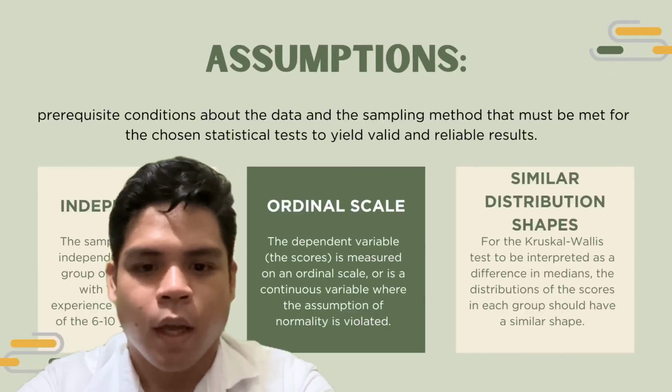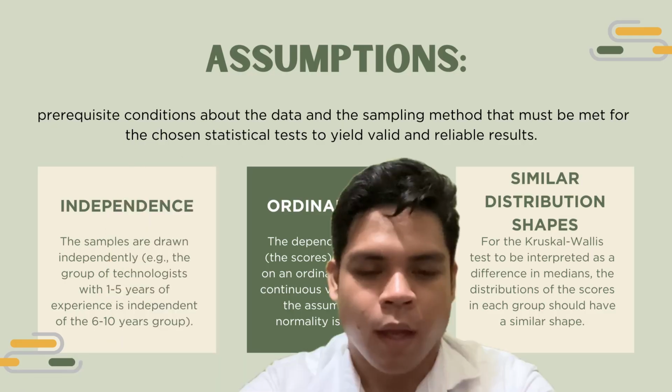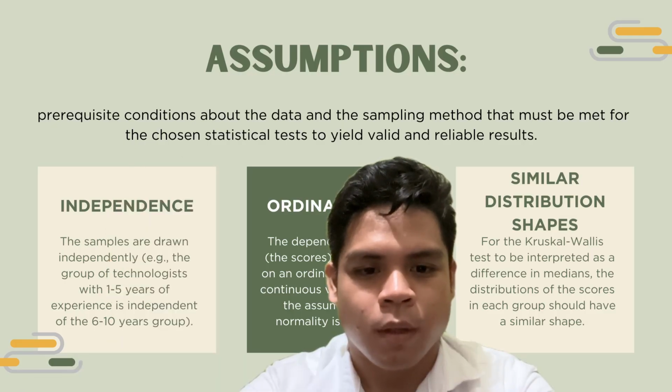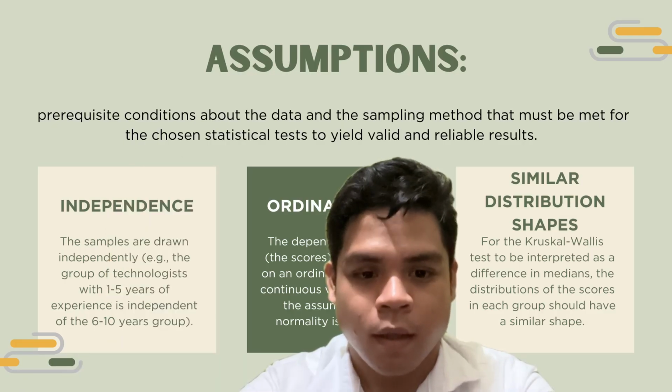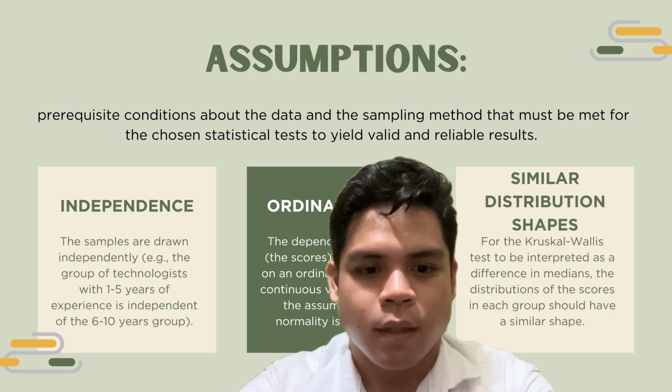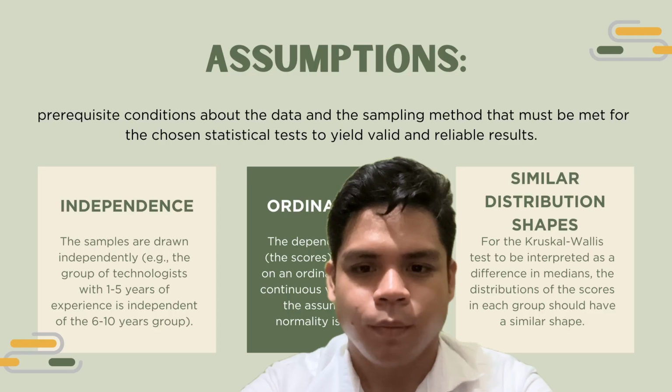And the next is the ordinal scale. The dependent variable, where the scores are measured in an ordinal scale, or a continuous variable where the normality assumption is violated. And then the next is the similar distribution shapes. So for the Kruskal-Wallis test to be interpreted as a difference in the medians, the distributions of the score in each group should have a similar shape.